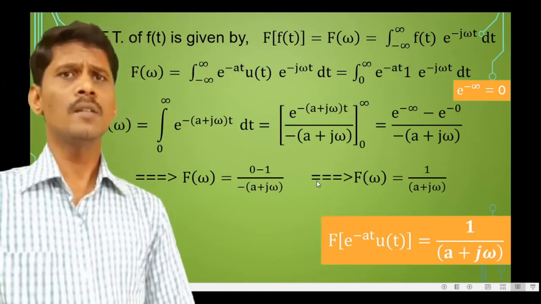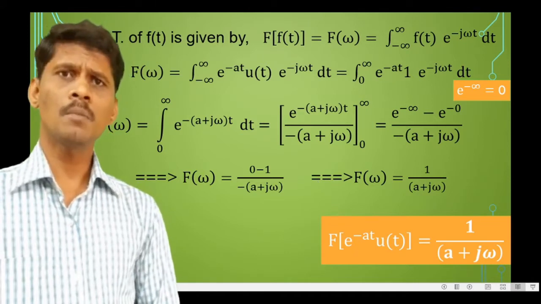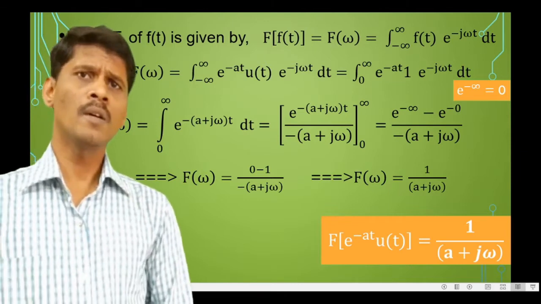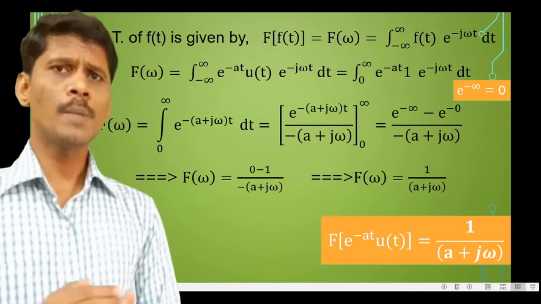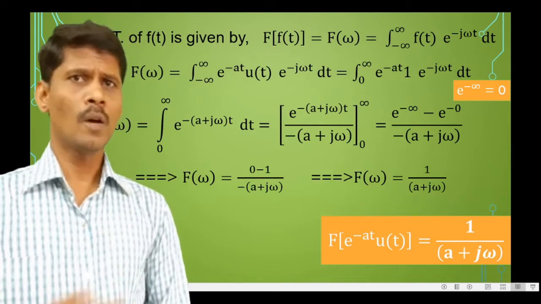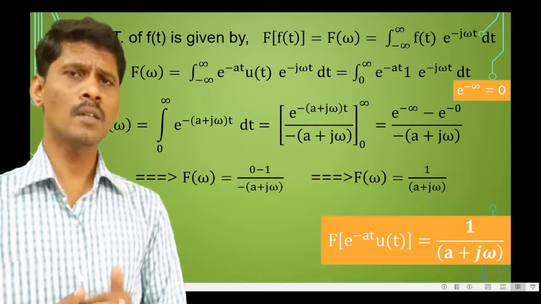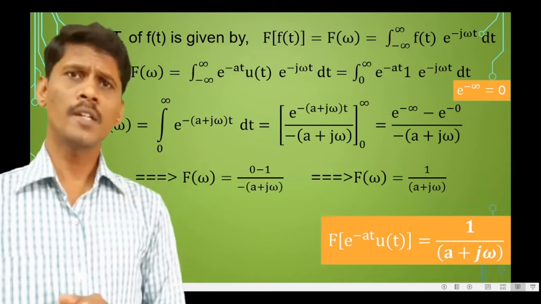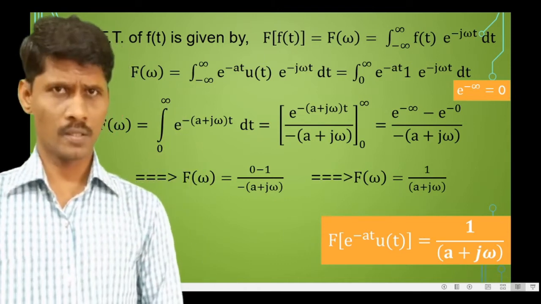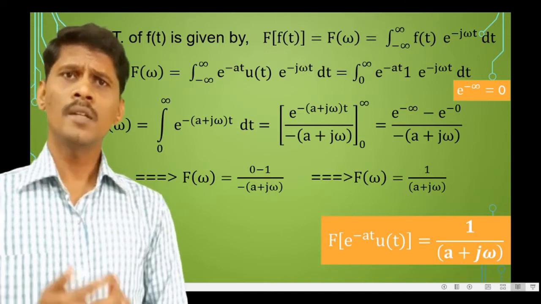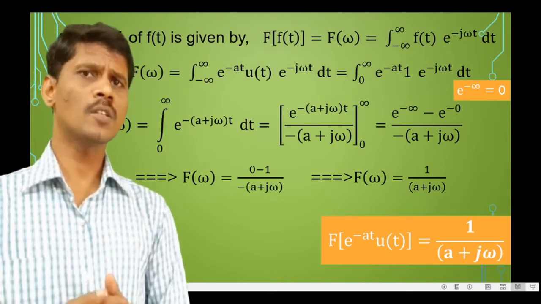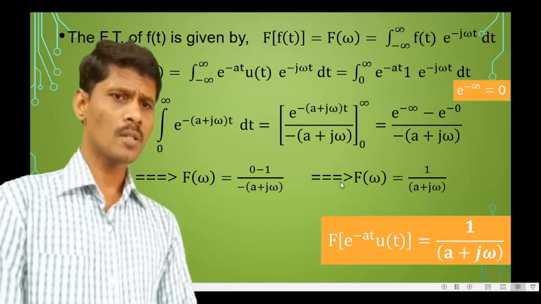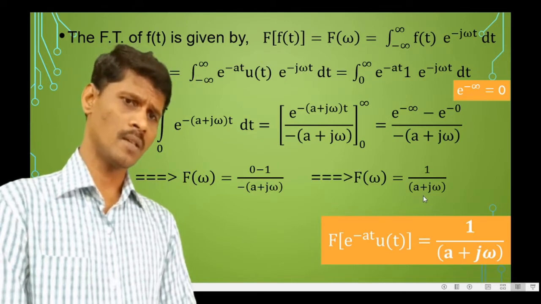How to calculate the amplitude spectrum and phase spectrum? What is the general representation of F of omega? Magnitude of F of omega into e power j theta of omega. How to calculate the magnitude of F of omega? It is the square root of real part square plus imaginary part square. And how to determine the phase angle? Theta of omega is equal to tan inverse of imaginary part by real part. Now what is the right-hand side term? 1 by a plus j omega.